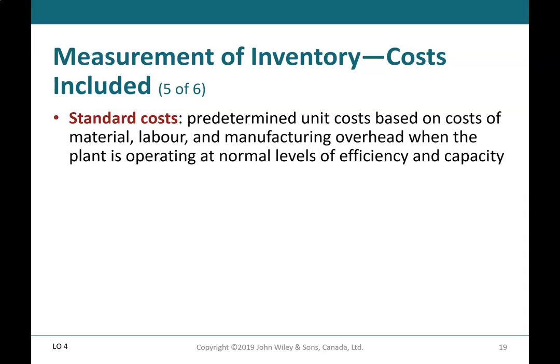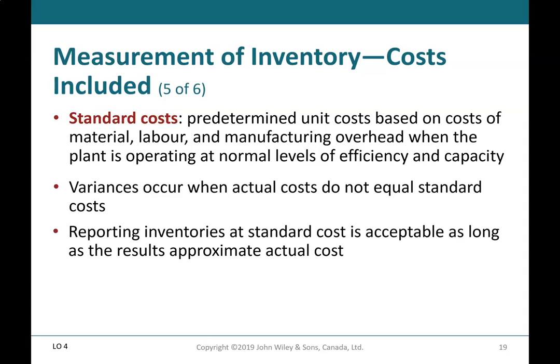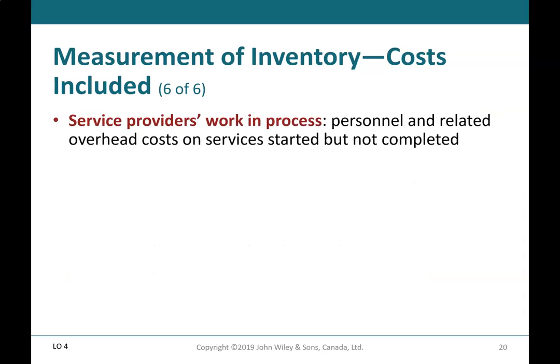Measurement of inventory costs included, 5 of 6. Standard costs: predetermined unit costs based on costs of material, labor, and manufacturing overhead when the plant is operating at normal levels of efficiency and capacity. Variances occur when actual costs do not equal standard costs. Reporting inventories at standard cost is acceptable as long as the results approximate actual cost. Unallocated overheads are expensed as incurred.